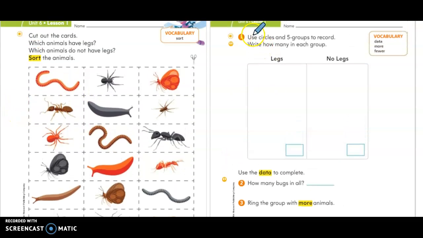Okay, now that you're back, we're going to use circles and 5 groups to record our data. Now we want to make sure that when we do this, we do it neatly so that we can read our data accurately, which means correctly. Write how many in each group. So, count those animals that do have legs. How many animals ended up having legs? We're going to make a circle for each one.